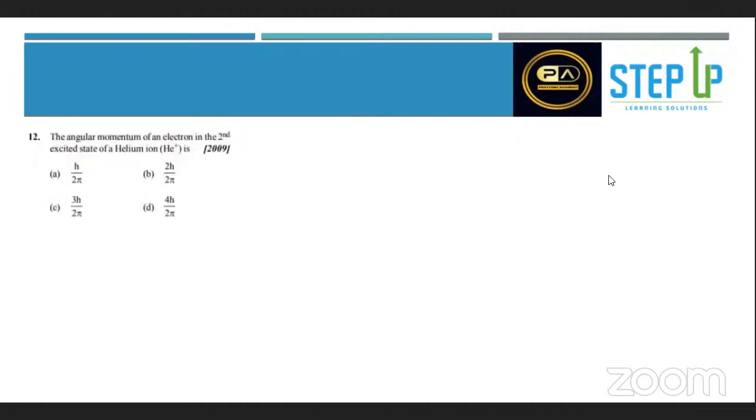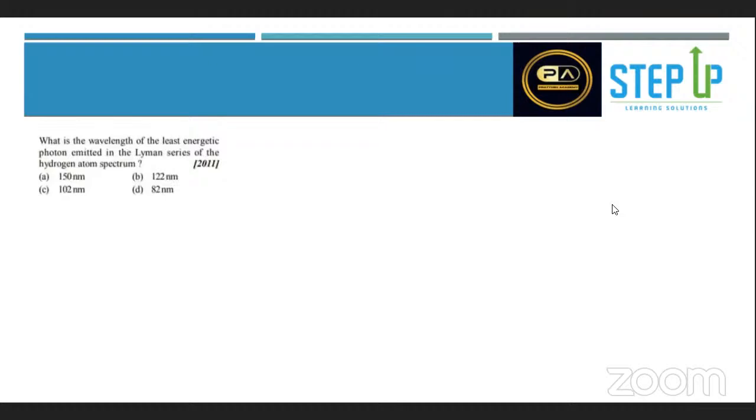Okay, A is the right answer. The formula is directly E is equal to hc by lambda. Just substitute the values and you'll get the answer. That's okay, maybe you made some small calculation mistake. You'll get the answer as 1.8.